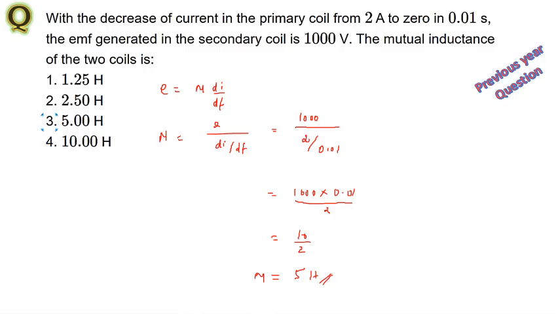Sometimes the current change may come with a minus sign, like minus 2. In that case you take final minus initial, which may give you minus 2, but you are going to concentrate only on the magnitude of the change in current. So you are going to consider only positive values.